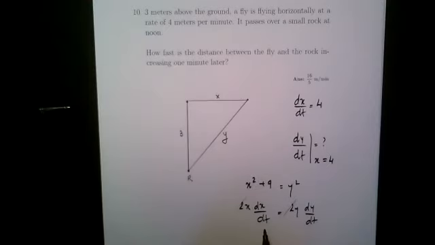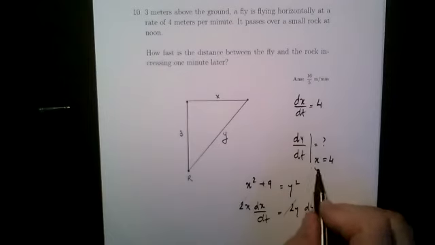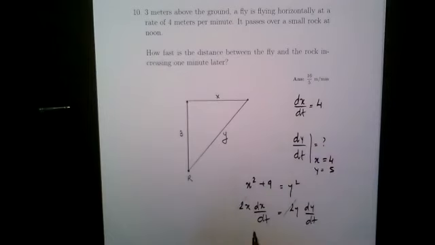Okay, so plug in now, x is 4. And of course, if x is 4, y is 5, by Pythagoras. So 4 times 4 is equal to 5 times dy/dt. And so dy/dt will be 16 over 5, just like the answer is.